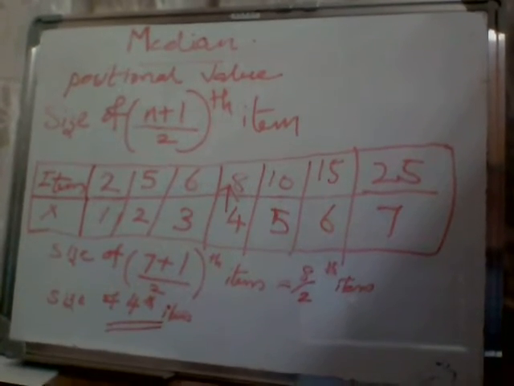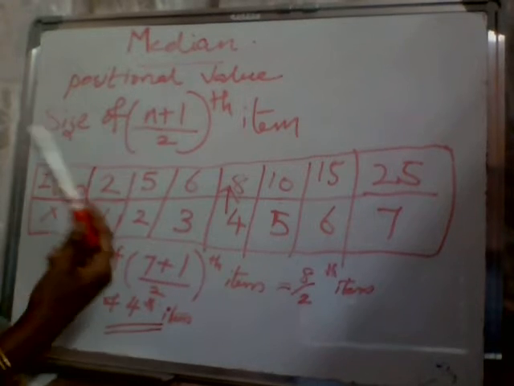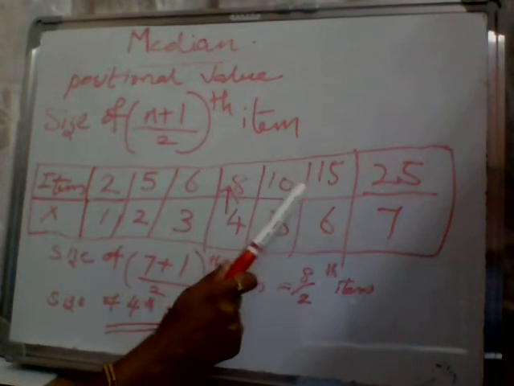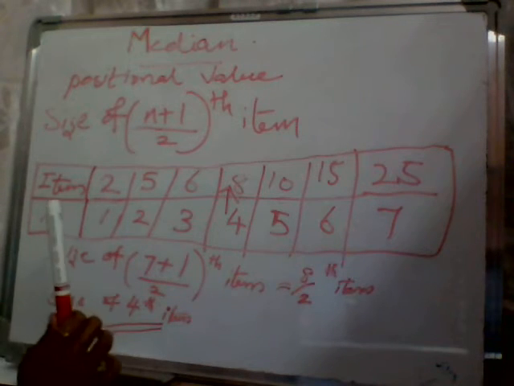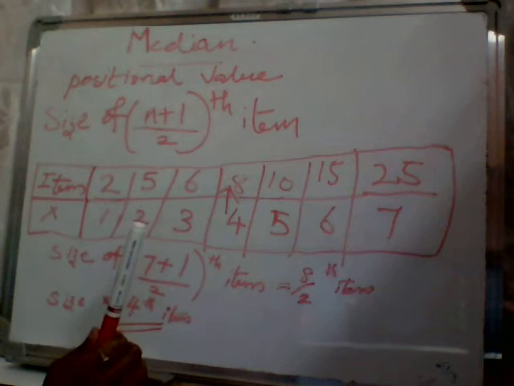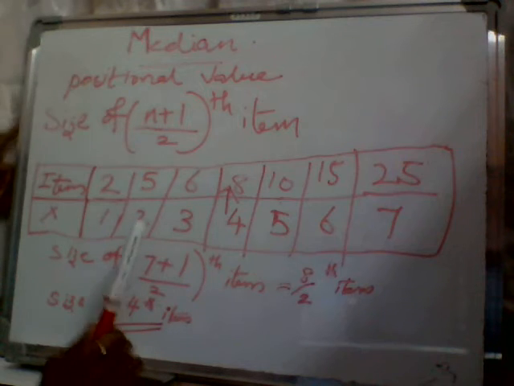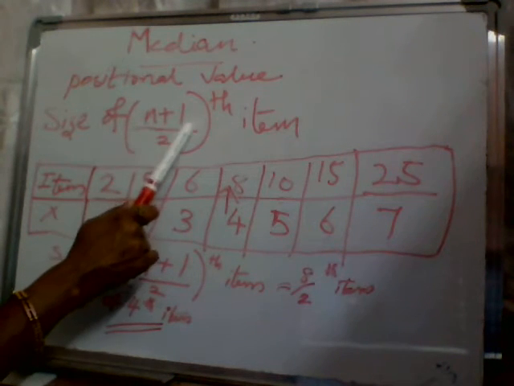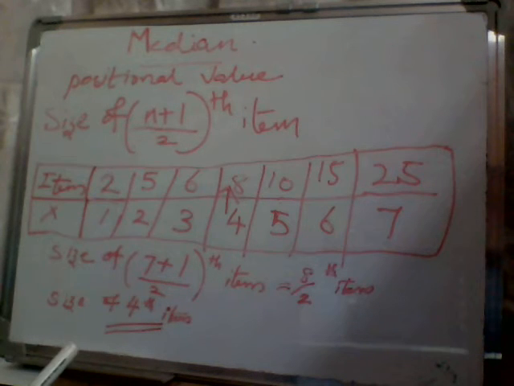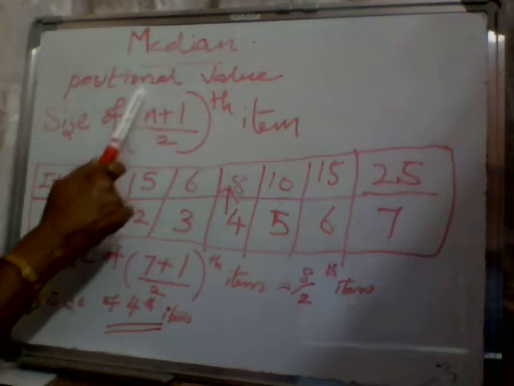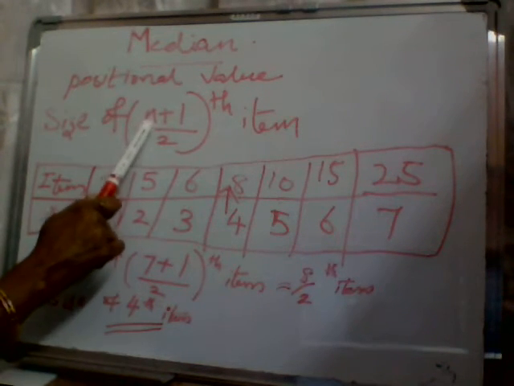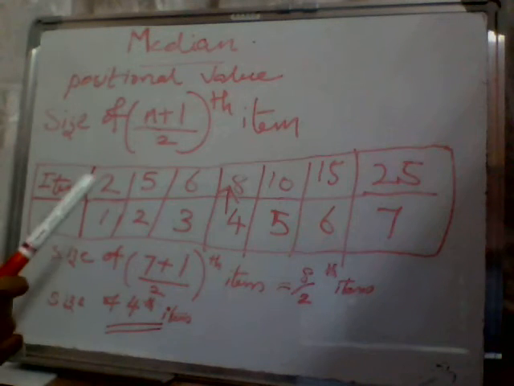Here you can see one example. Here one question is there. Items 2, 5, 6, 8, 10, 15, 25. How can we find out the median? What is the equation? (N plus 1) divided by 2 th item. N means number of observations. We already studied what is n. In mean also we were using n. Here n equals number of observations.